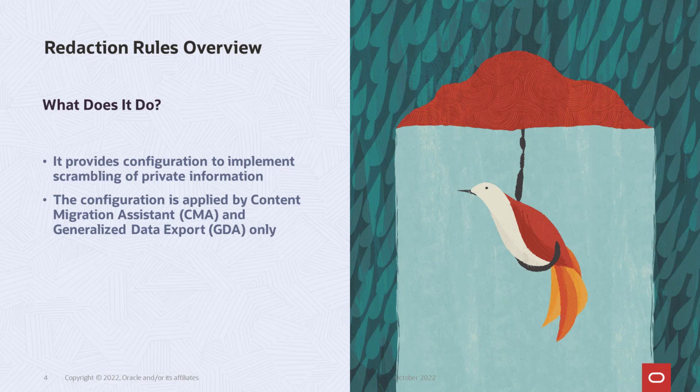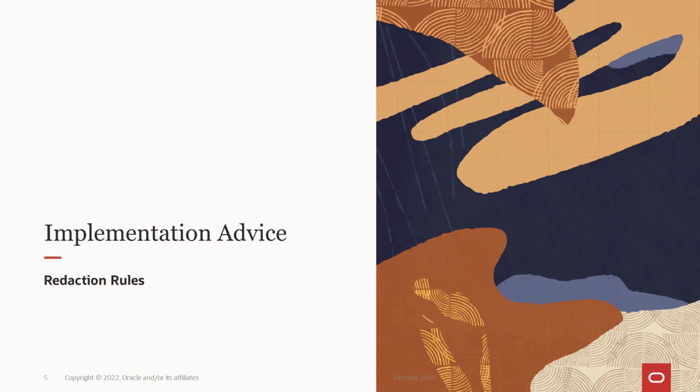These rules are then attached to appropriate fields within tables to implement the rules. Once configured, the rules are then applied by the content migration assistant when performing data migration and in the generalized data export when exporting data to external systems such as data warehouses. In this implementation advice section, we'll go through what you need to consider before enabling this feature in your business and what you need to know to set it up.